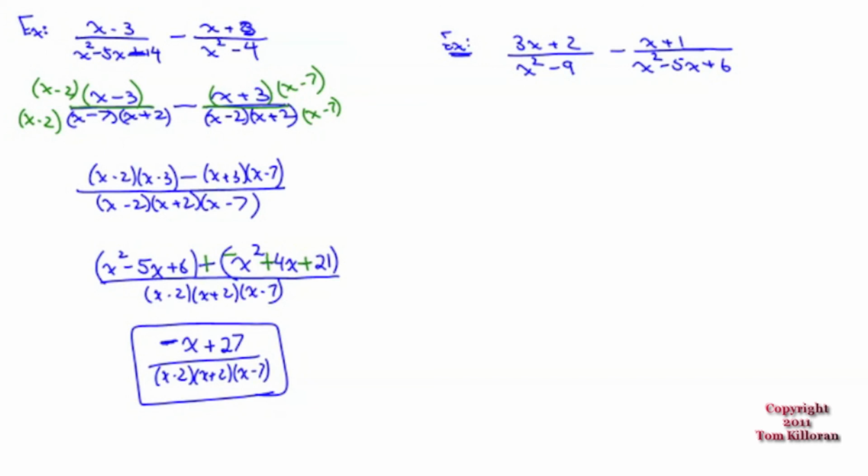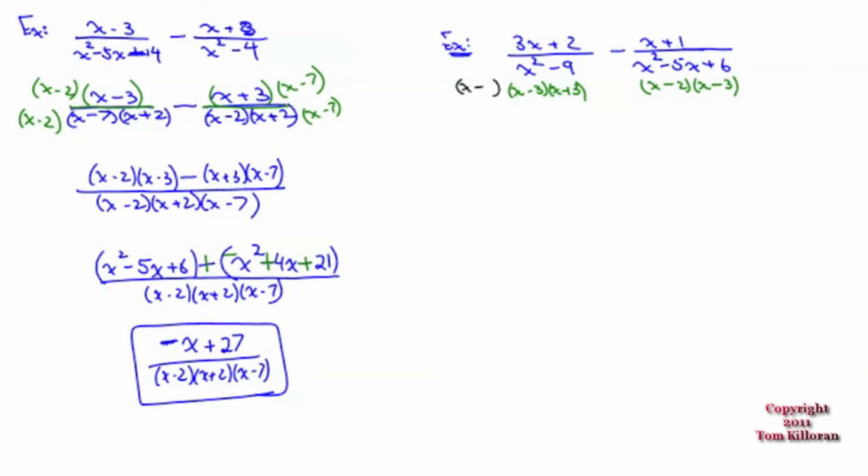If you factor the bottom, this is x minus 3 and x plus 3. If you factor this bottom, it's factors of 6 that add up to 5, which are 2 and 3, and it's negative 2 and negative 3. And then when you ask what's missing on the left-hand side that the right-hand side has, what's it missing? X minus 2. So you put it in the bottom.